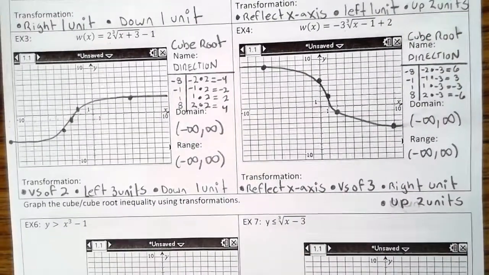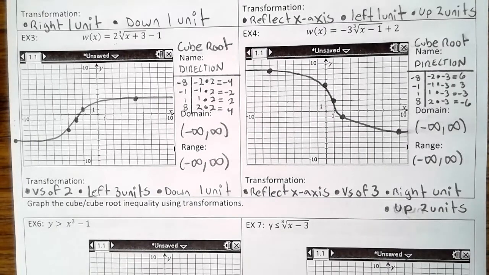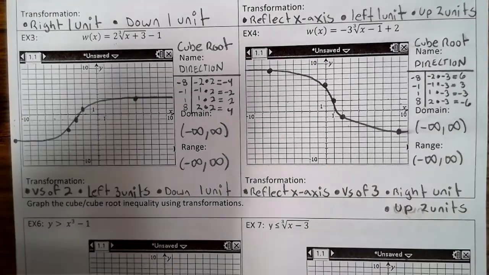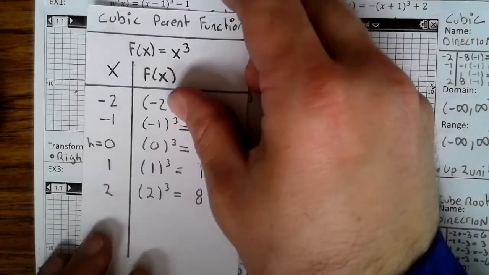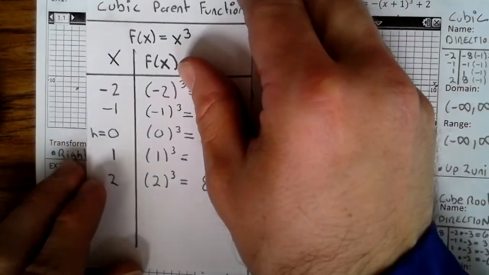All right, so if you would finish up example 3 and 4. All right, now I'm going to tape these into the page. So I'm going to put the cube root one first.